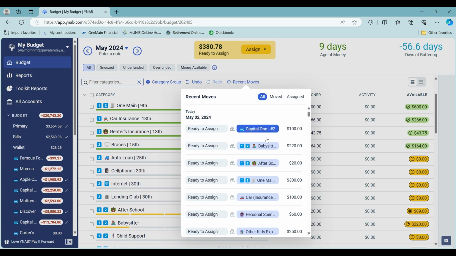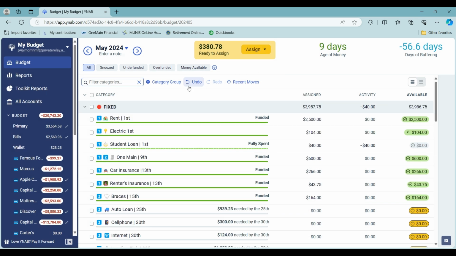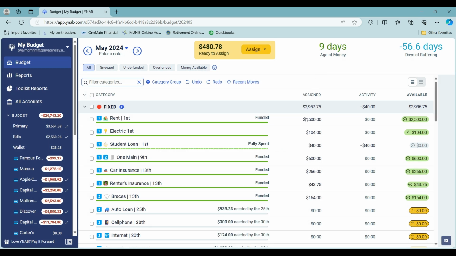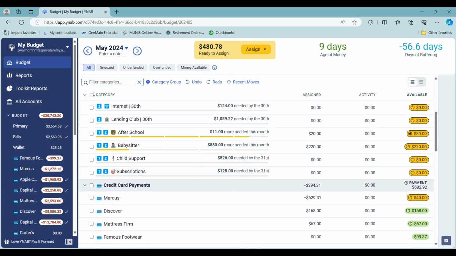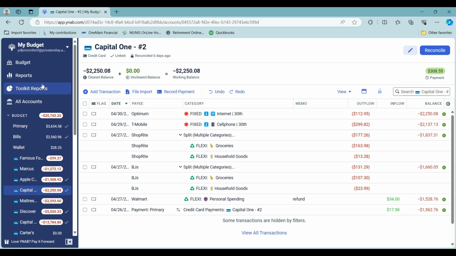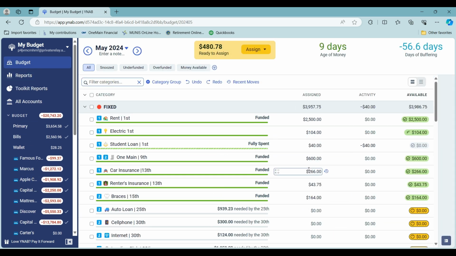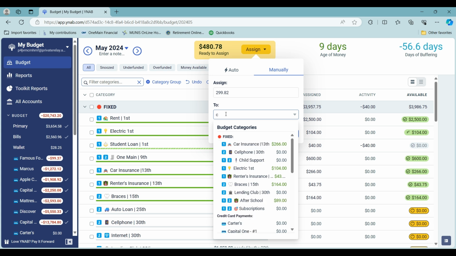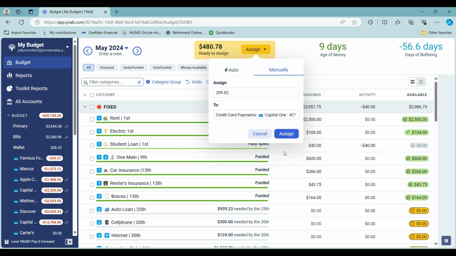Go back here. Let's see my recent moves. Capital One number 2. So let's undo this last move. Okay, so here we go. So I'm gonna do $299. What did I say? $299.82. Yes, $299.82 is the amount. So do $299.82. That's for my cell phone. So that's to Capital One number 2.